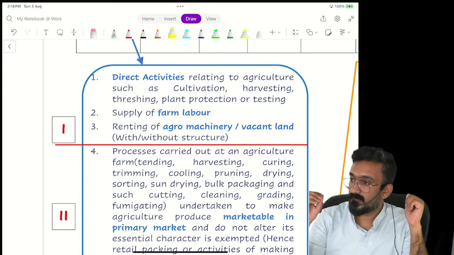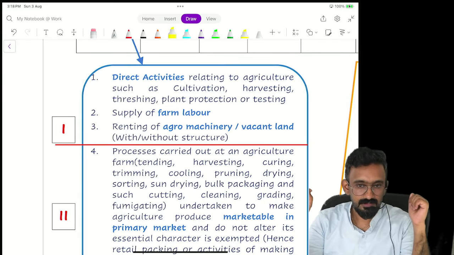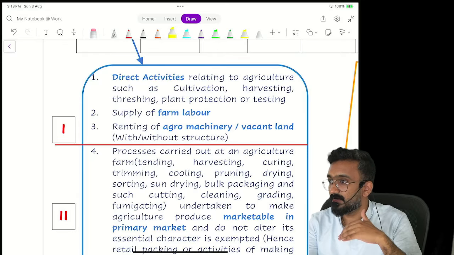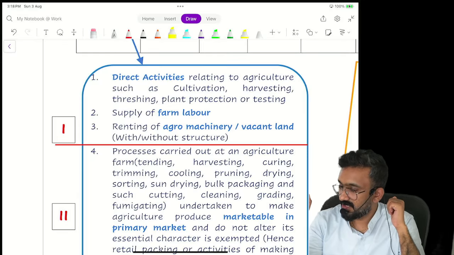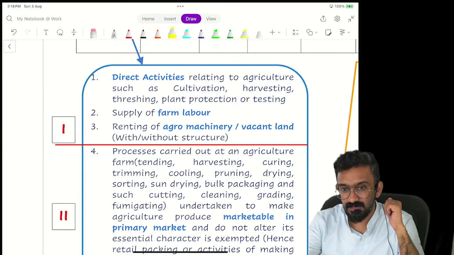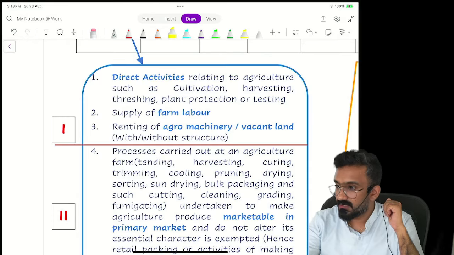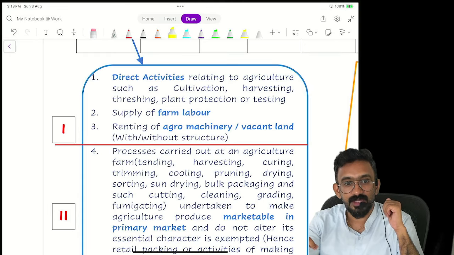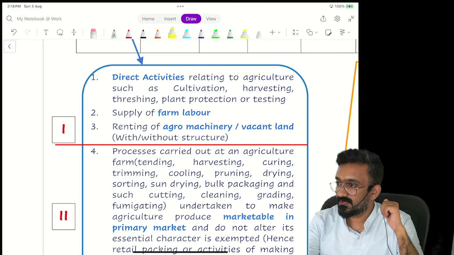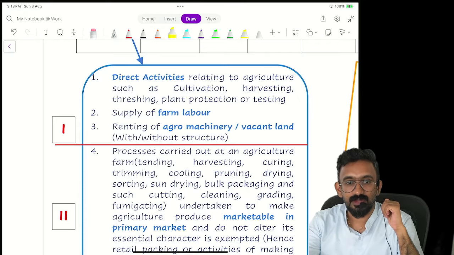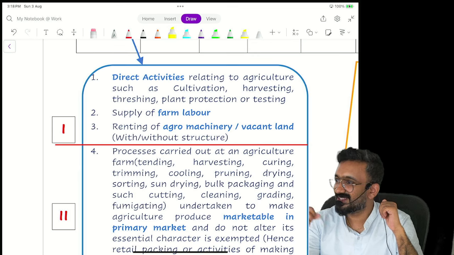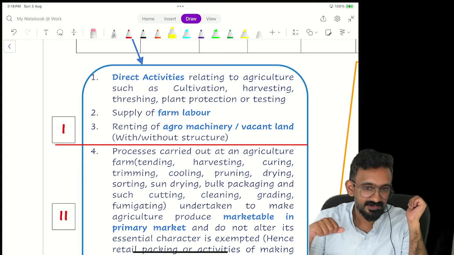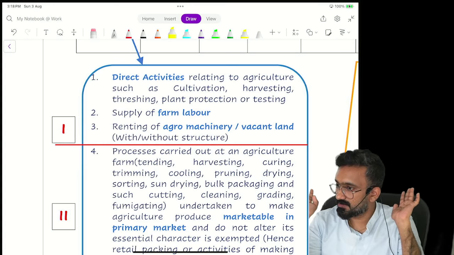What is it? Supply of farm labor. I am having 50 people trained in farming. Defined farm labor: is farm labor people who are trained in farming? Are you and I considered to be farm labor? No. An accounting firm has given an accountant for 2 days to an agriculture farm to do accounting. Can I put it under farm labor renting and then get exemption? No. Accountant is not a farm labor. You should know farming. If I supply farm labor, I would get exemption.